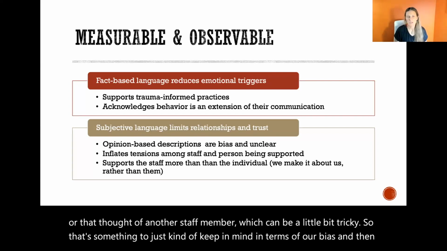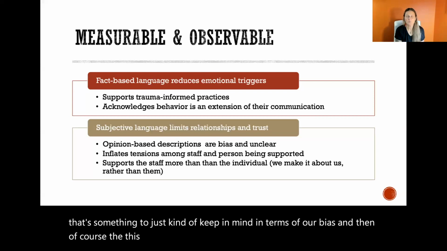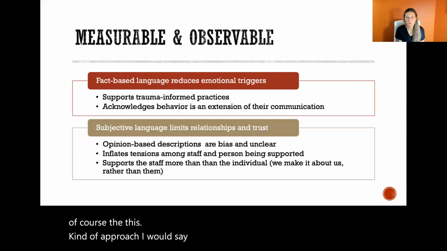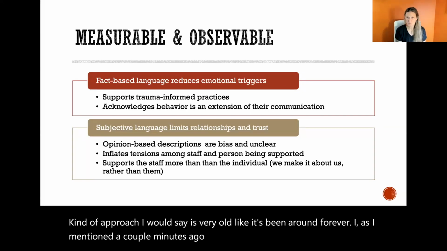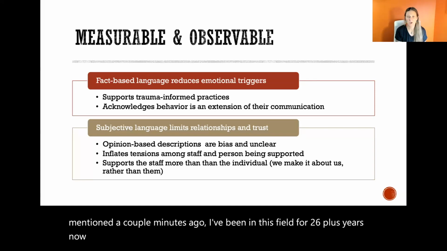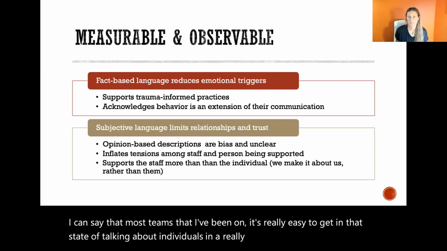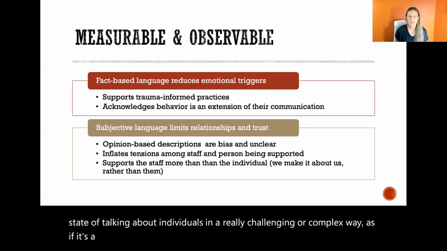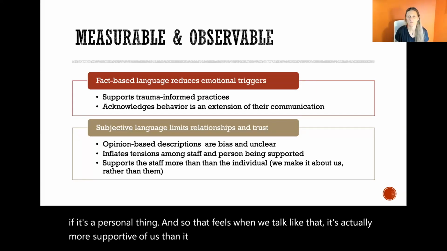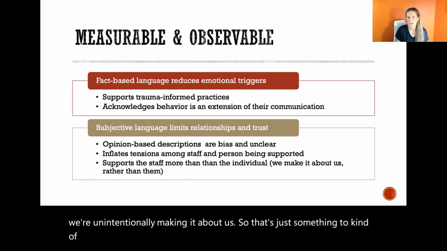And then, of course, this kind of approach is very old. It's been around forever. As I mentioned a couple minutes ago, I've been in this field for 26 plus years now. And honestly, on most teams that I've been on, it's really easy to get into that state of talking about individuals in a really challenging or complex way, as if it's a personal thing. When we talk like that, it's actually more supportive of us than it really is about the individual. So again, we're unintentionally making it about us. That's something to consider as we're moving forward.